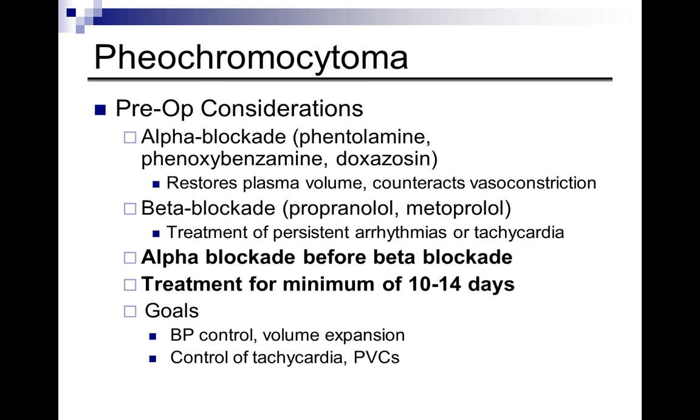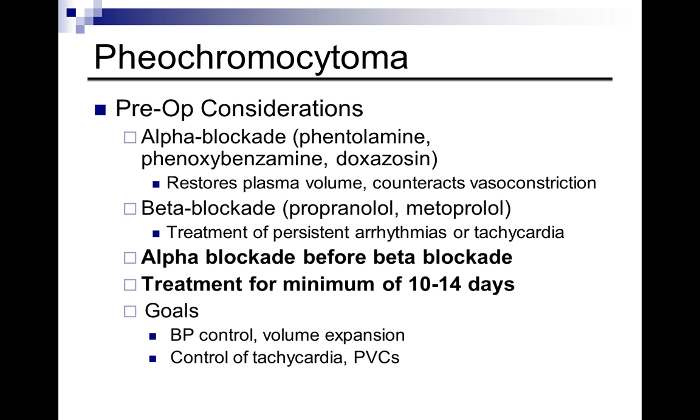Beta blockade is usually added to their management in the form of propranolol or metoprolol, and this helps treat any persistent arrhythmias or tachycardia. Remember the principle of alpha blockade before beta blockade, the idea being that we don't want to give a beta blocker which actually weakens the heart while they still have a lot of afterload tone. That could precipitate an episode of acute heart failure with a weakened heart pumping against a high blood pressure.